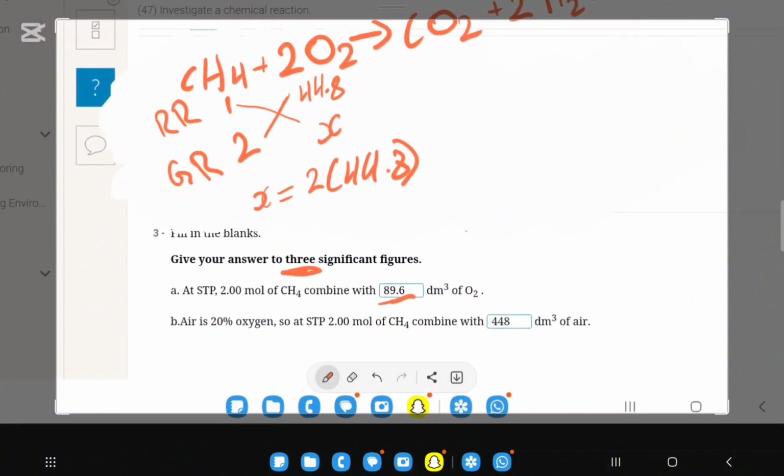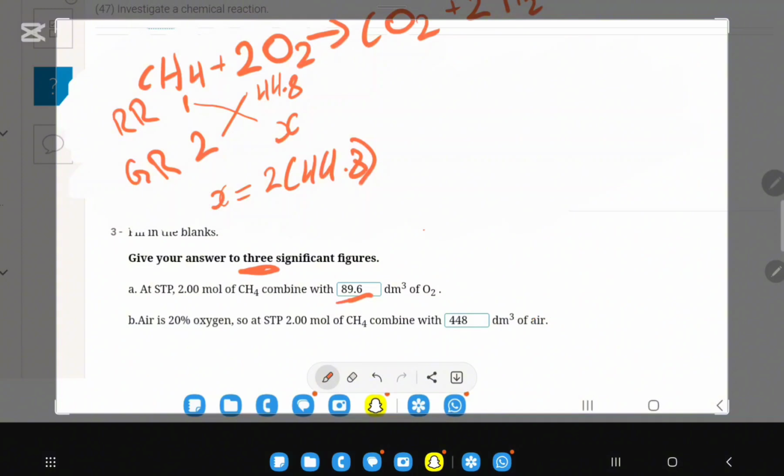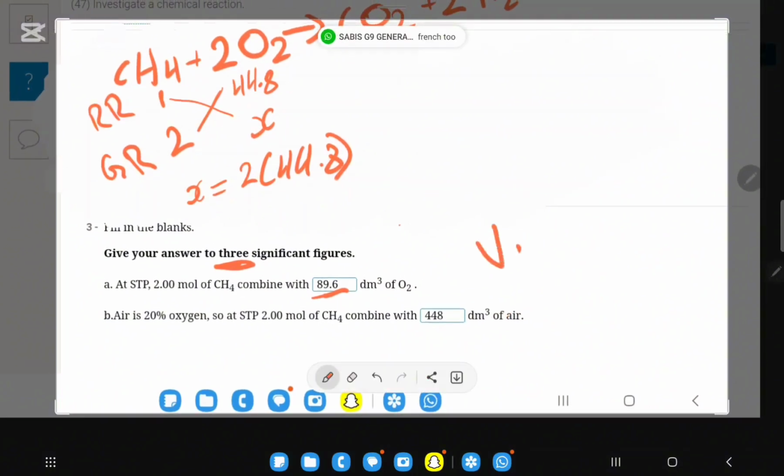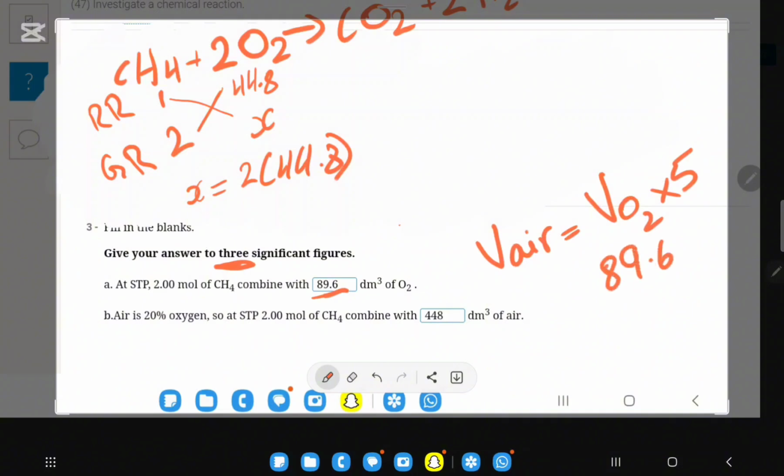With part B, air is 20% oxygen, so at STP, 2 moles of CH4 combined with the volume of air. The volume of air equals VO2 times 5. VO2 here is 89.6, times 5. You put it in your calculator, you get 448. 3 significant figures, so you put it as it is.